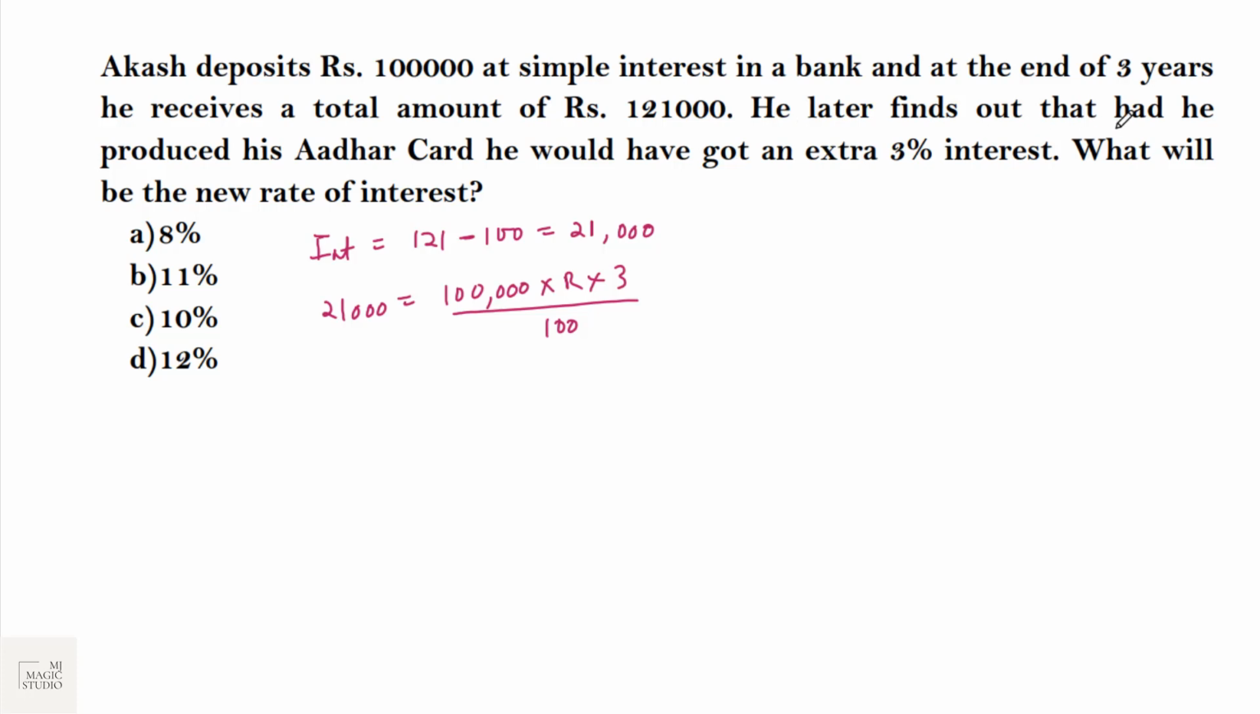He later finds out that if he had produced his Aadhaar card, he would have got an extra 3% interest. So let's first find the interest rate. 3 gone. 2 gone, 321 is 7. So interest rate applicable for him is 7%. But if he would have produced Aadhaar card, he would have got an extra 3% interest. So the new interest rate would have been 10%. What will be the new rate of interest? The new rate of interest would be 10%. Option C is the pick.